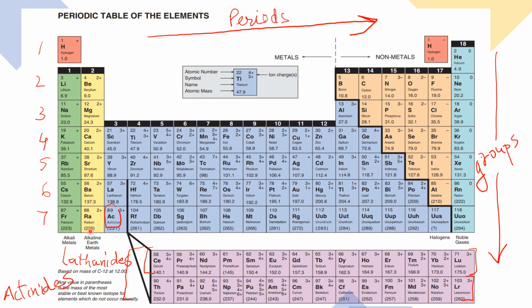When we look at the periodic table, another important thing is that all the symbols are written here. So we see all the symbols.